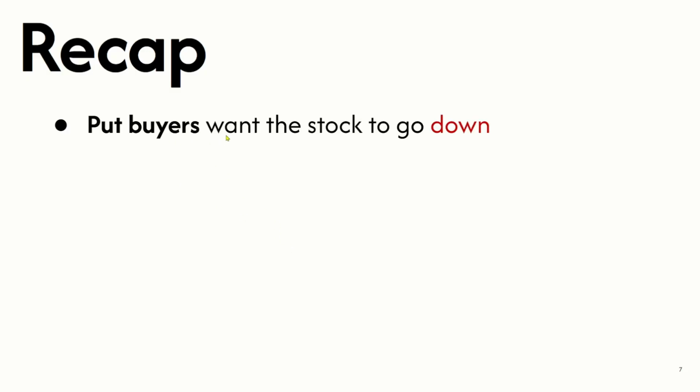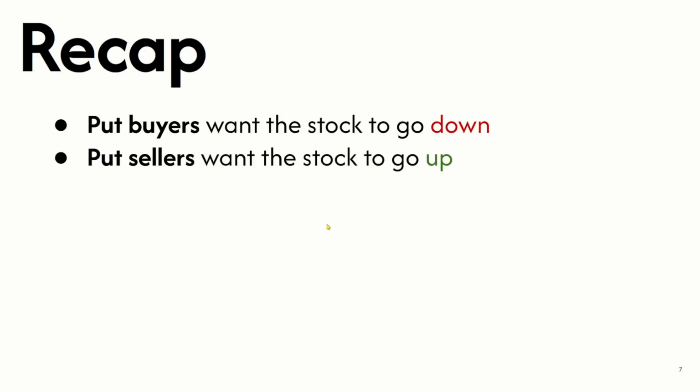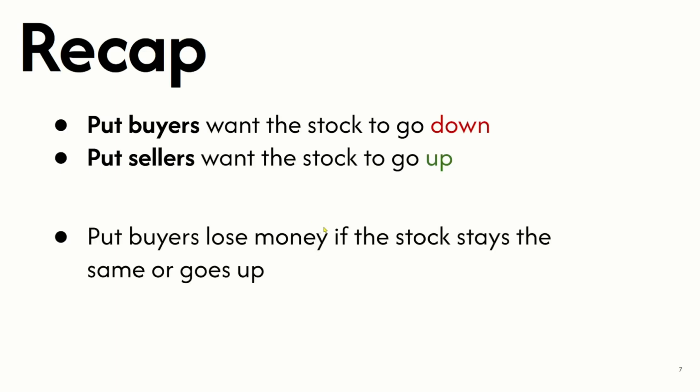Put buyers want the stock to go down. And on the other side of that, put sellers want the stock to go up. Put buyers lose money if the stock stays the same or goes up. So there's really 3 scenarios. The stock goes down, stays the same, or goes up. And put buyers lose money in 2 of those. So they only make money if the stock goes down, and it has to go down enough to offset the premium they paid up front.